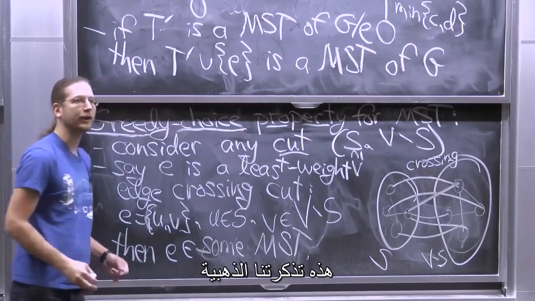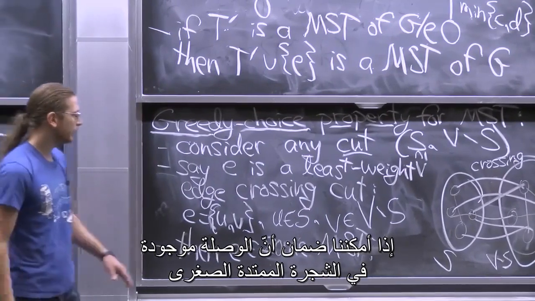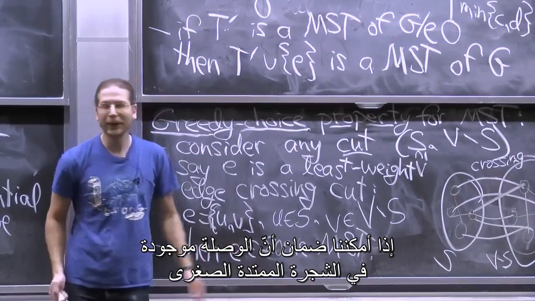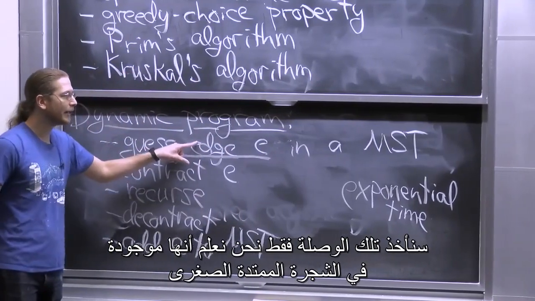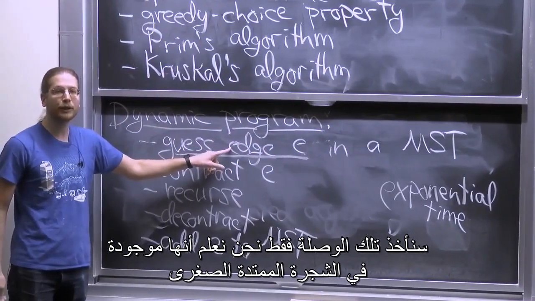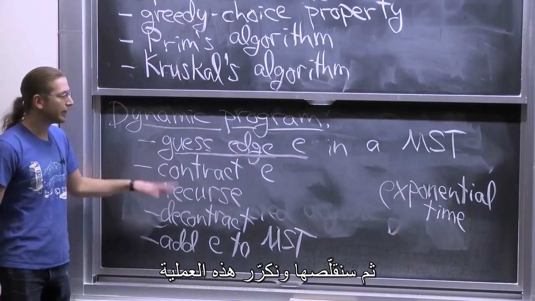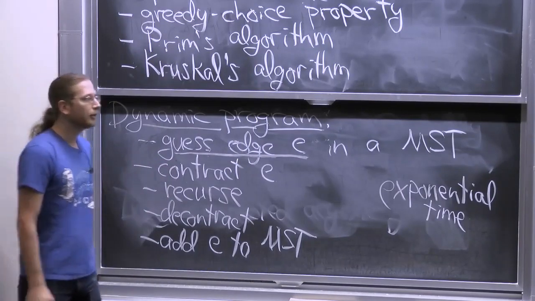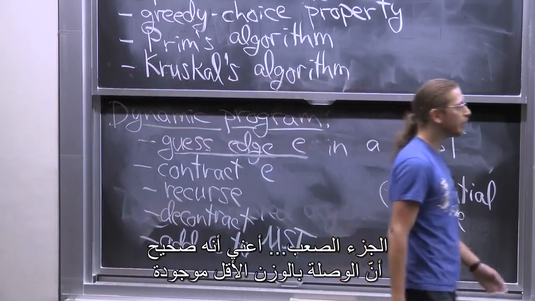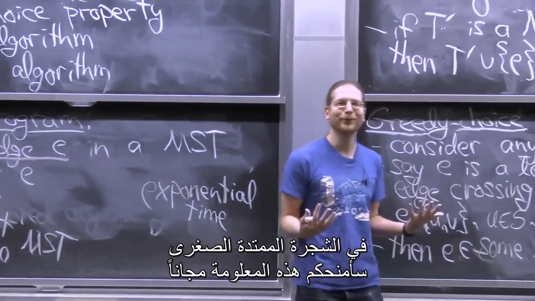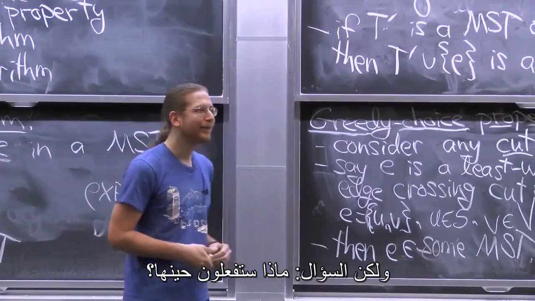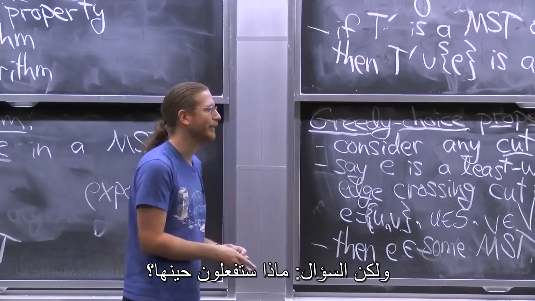This is our golden ticket, right? If we can guarantee an edge is in the minimum spanning tree, then we plug that in here. Instead of guessing, we'll just take that edge. We know it's in a minimum spanning tree. And then we'll contract it and repeat this process. So the tricky part, I mean, it is true that the minimum weight edge is in a minimum spanning tree. I'll give that away. But the question is, what do you do then?